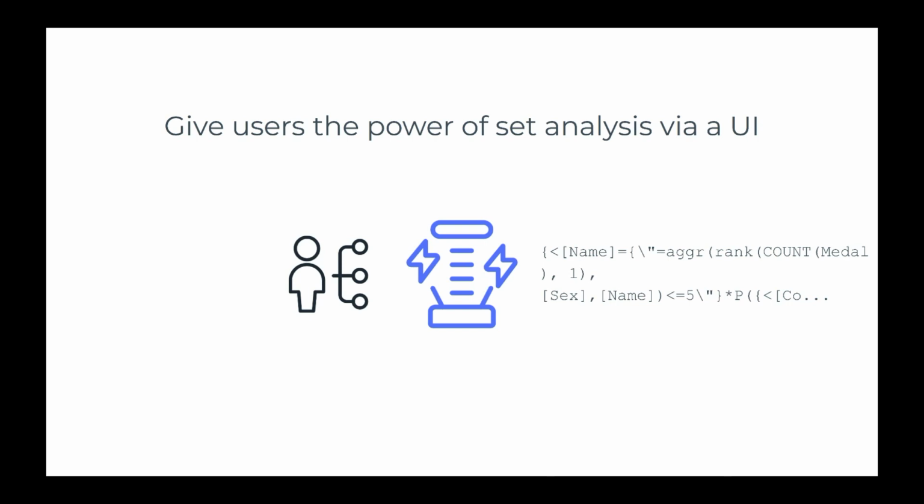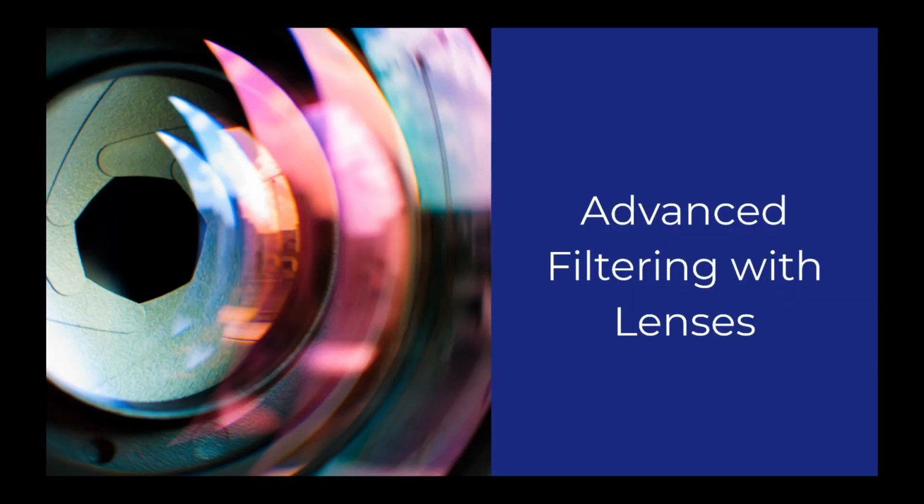They just fill out their request in a guided fashion using some sort of tool, and on the other end comes out this powerful analytical query. This is actually what we've done in Knarr with our lens feature, which allows users to do advanced filtering very, very quickly.